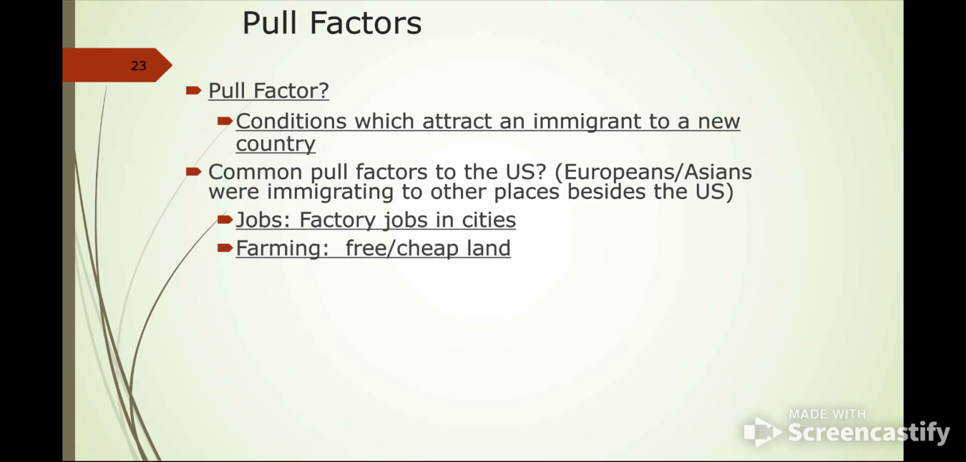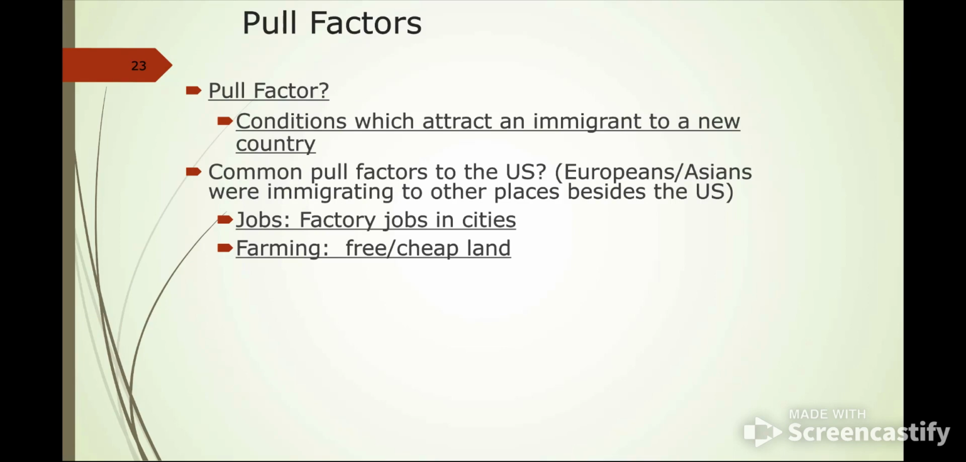Another common pull factor, farming. Millions and millions and millions of people were farmers back during this time period. The United States had a lot of free and cheap land. We spoke about this with the West. The railroad companies were selling and giving away land. We had the Homestead Act.